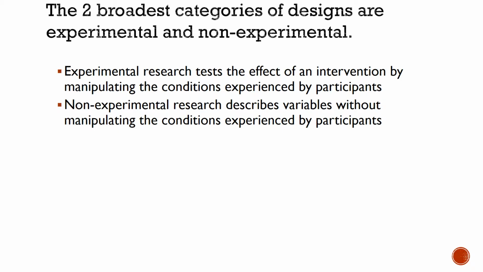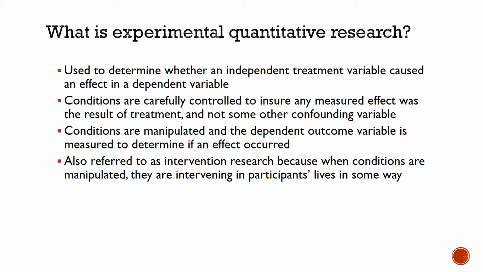Experimental research typically aims to test the effect of some intervention by manipulating the conditions that participants experience during the course of the study, whereas non-experimental research is more descriptive and does not try to actively change the conditions that the participants experience. In experimental research, the researcher is usually trying to determine whether an independent treatment variable caused an effect in a dependent variable. And these are typically carefully controlled studies, which means that they try to account for any possible confounding variables that might offer an alternative explanation for any measured effect on the outcome variable.